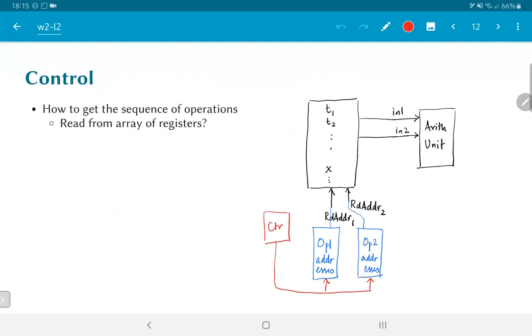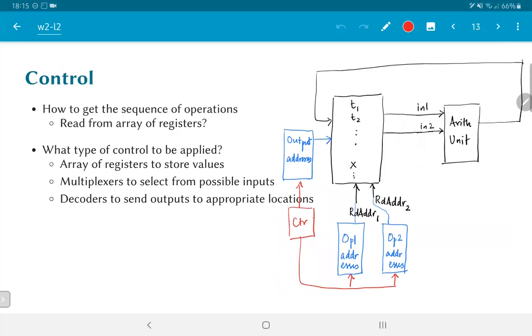But what I can do is to take another array of registers, store the index for the operations into that array, and I call it op1. And similarly, the op2 addresses will store the indexes for the second input. I use a counter, which now goes 1, 2, 3, 4, up to n, where I have some n, which is basically the number of operations I'm going to perform. For each of those values, it pulls out a corresponding address, sends that to this register array, and from the register array, appropriate values come out as in1 and in2.